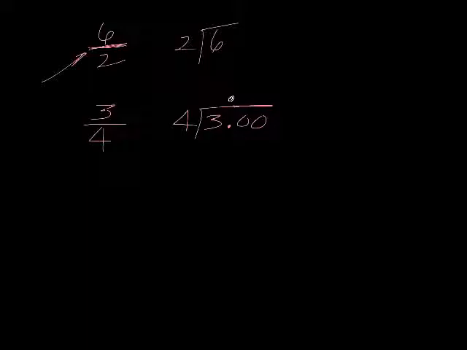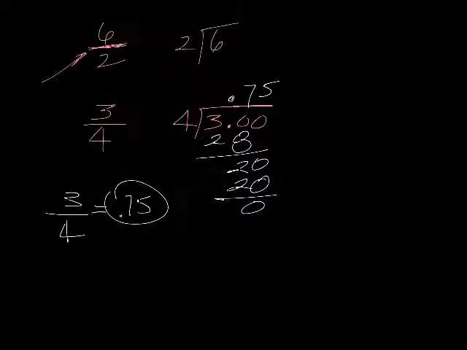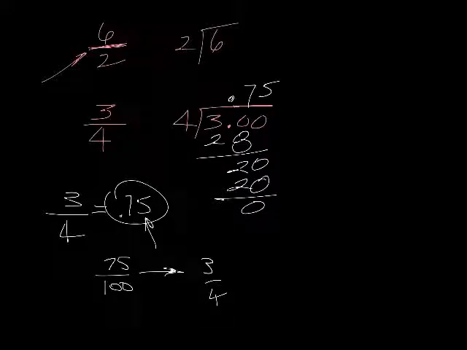So 4 goes into 30 7 times. 7 times 4 is 28. And again, we're just ignoring that there's any decimals there. 4 goes into 20 5 times. 5 times 4 is 20, and there's no remainder. You're done. So you have 0.75. So 3/4 is the same as 0.75. And 0.75 is in the hundredths place, so it's 75 over 100, and that will reduce back to the fraction 3/4.